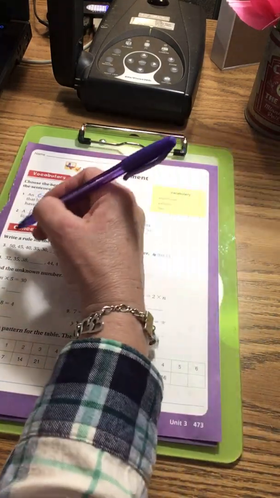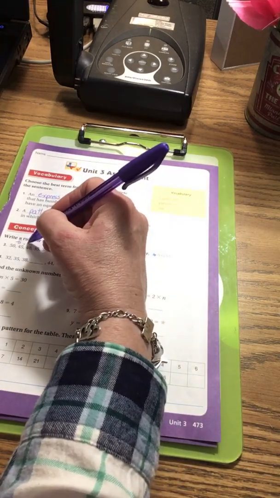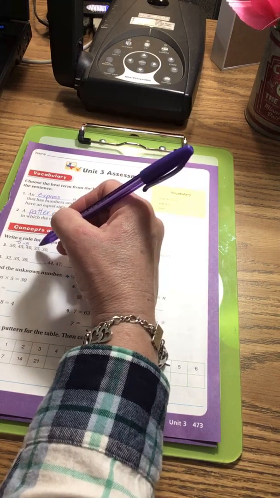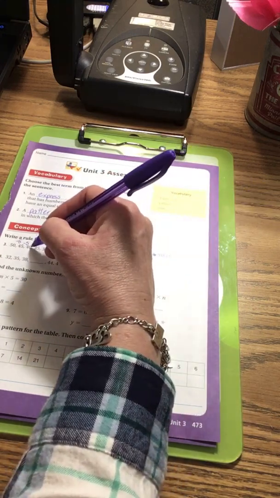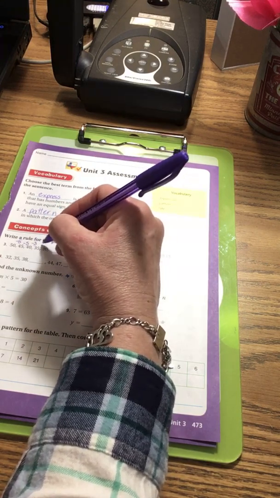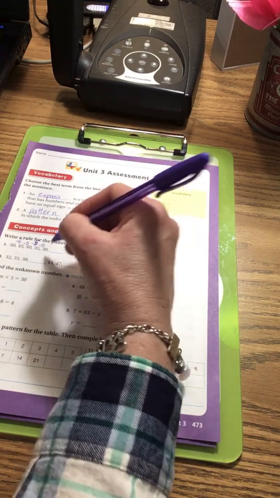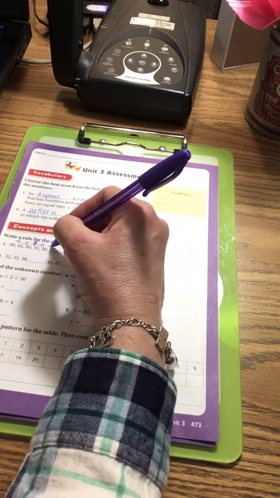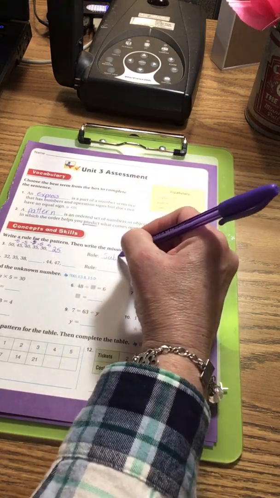So how do you get from 50 to 45? You minus 5. 45 to 40, minus 5. I'm predicting that the pattern is going to be minus 5. Let's look at it. 40 minus 5, is that 35? Yep. 35 minus 5 is 30? And 30 minus 5 is what? 25. So the rule is subtract 5.